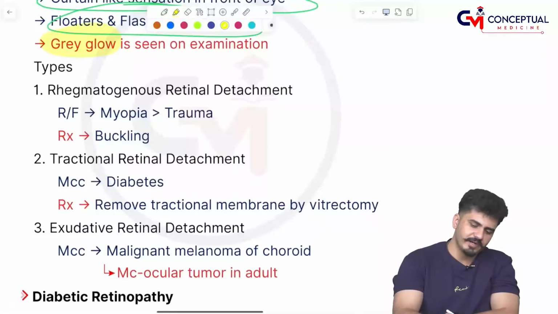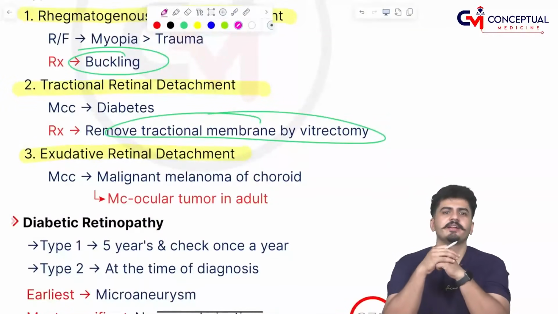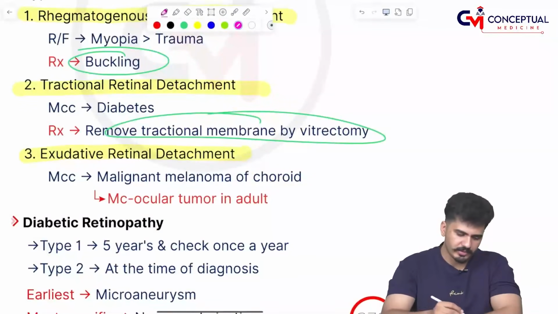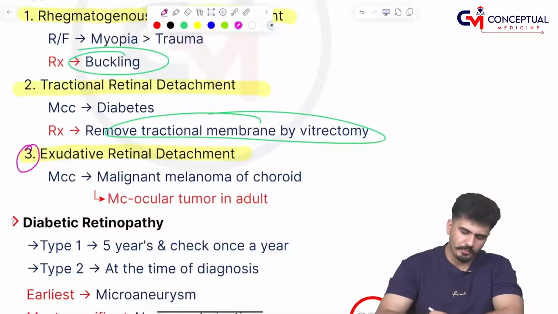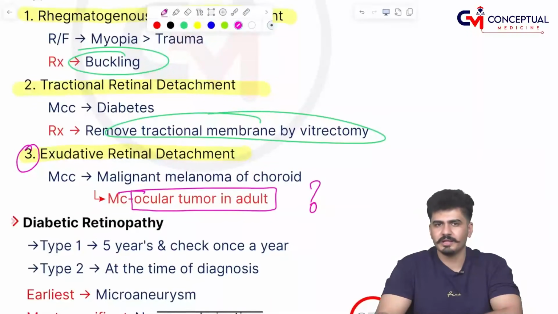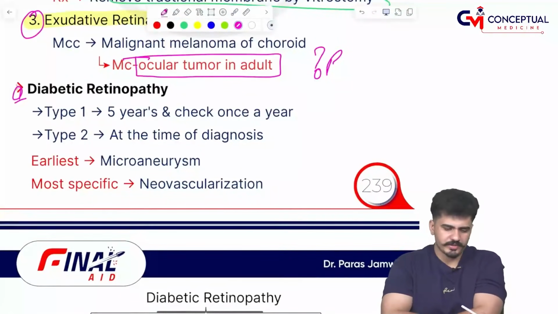My dear friends, there are 3 types of retinal detachment. The second type we were discussing is tractional retinal detachment. For exudative, the most common cause is malignant melanoma of the choroid, which is the most common ocular tumor in the adult. Which one is the most common ocular tumor in children? Retinoblastoma.